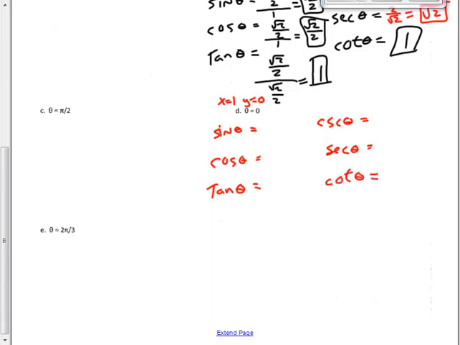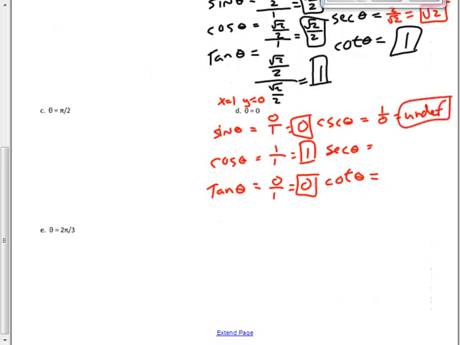Sine is y over the radius, which the radius in this problem is still 1. So I've got y equals 0 over 1, which is 0. Cosine is x over the radius, which is 1, so I end up with a 1. Tangent is y over x, so that's 0 over 1, which is 0. When I do a cosecant, I get 1 divided by 0, which is undefined. When I do a secant, I get 1 divided by 1, which is still 1. And when I do cotangent, I get 1 divided by 0, which is also undefined.